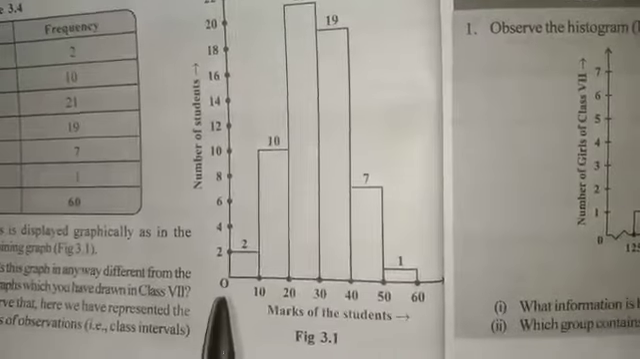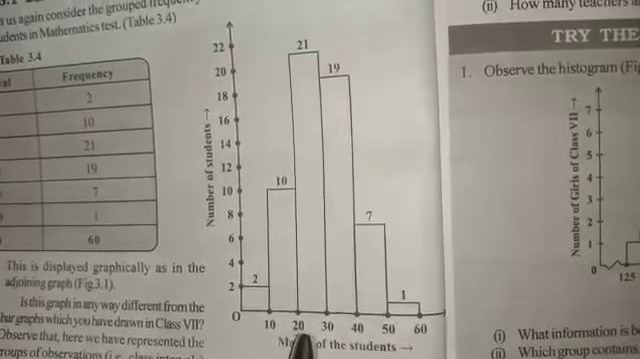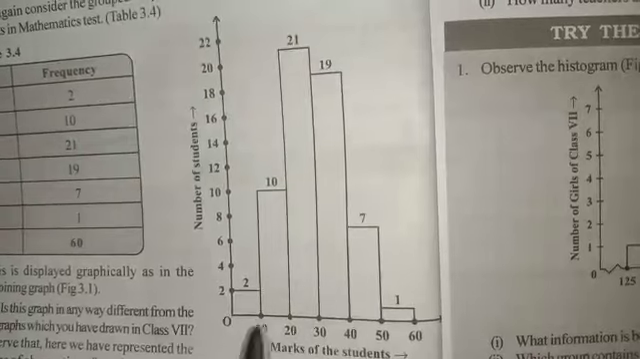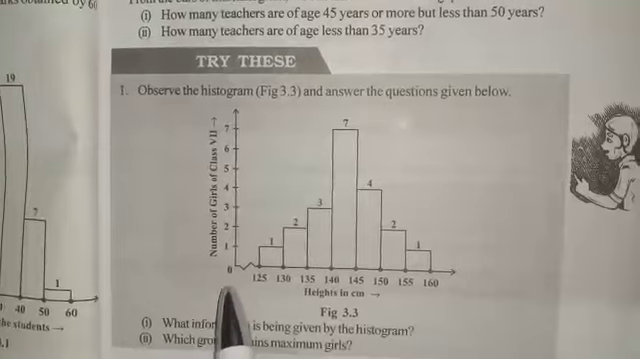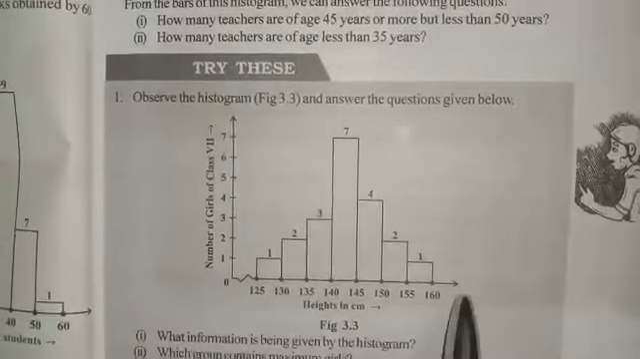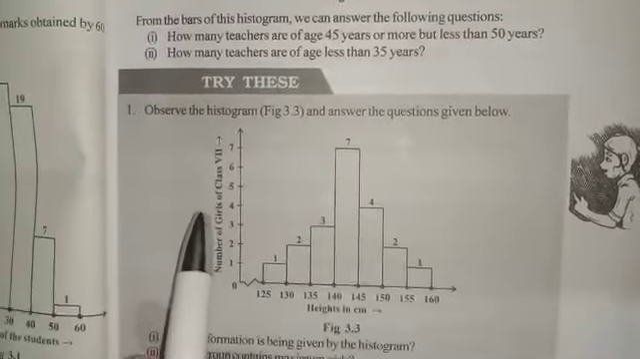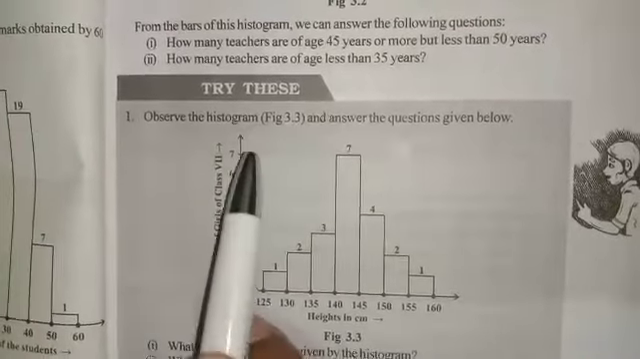And one more thing, from 0 to 10, 10 to 20, 20 to 30 means nothing will be in this place. They have given here a normal figure. But in this graph you observe, they have given height in centimeters on the x-axis, and the number of girls of class 7 on the y-axis.